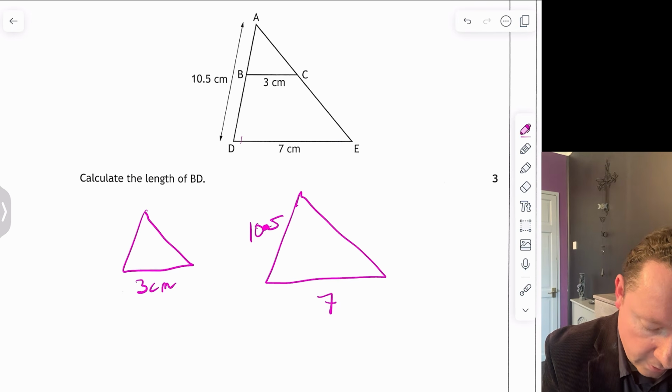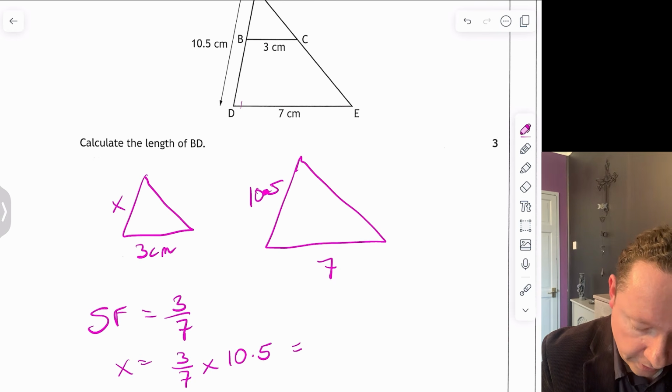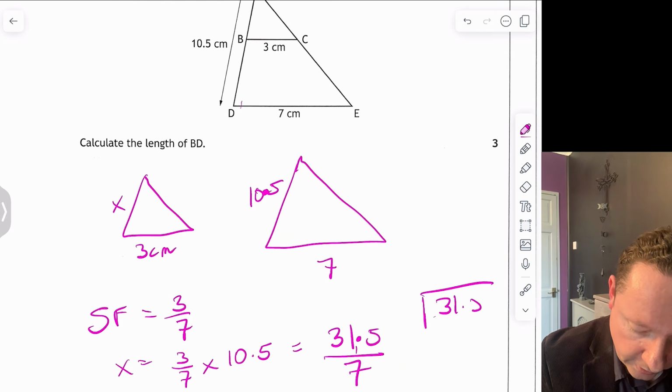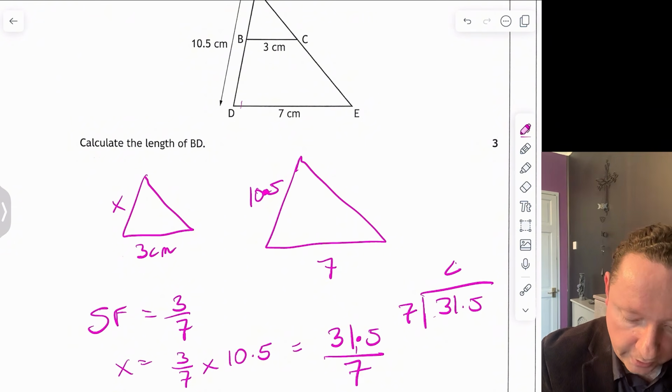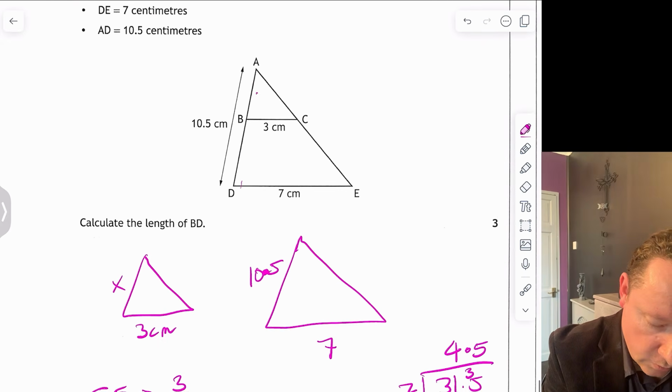So the scale factor is equal to 3 over 7. So that means this length here, x, is 3/7 of 10.5. So that is equal to 3 tens are 30. Well, 3 5s is 15, carry 1. 3 tens are 30 plus 1 is 31.5 over 7. 31.5 divided by 7. Well, 7 4s is 28, 29, 30, 31. 7 5s is 35. So that gives me 4.5. So I now know that this bit here is 4.5.